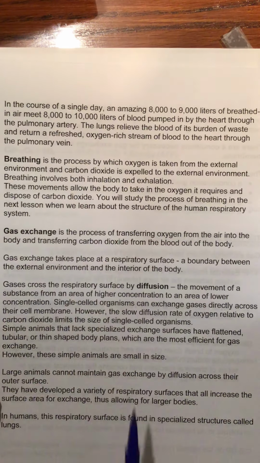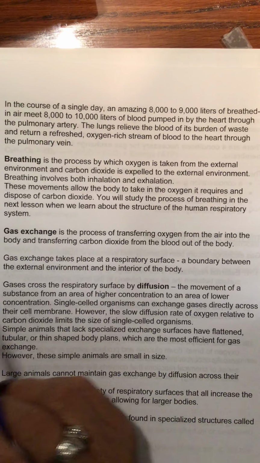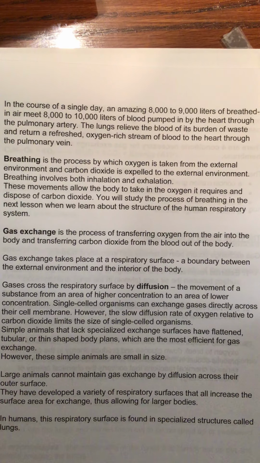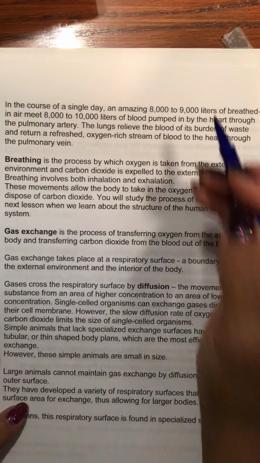So we're going to be looking at the circulatory system in our next unit, but we just need to know that the air is carried by the blood, and it needs to be circulated to all the cells in the body. The lungs relieve the blood of its burden of waste and return a refreshed, oxygen-rich stream of blood to the heart through the pulmonary vein. So again, oxygen into the cell.